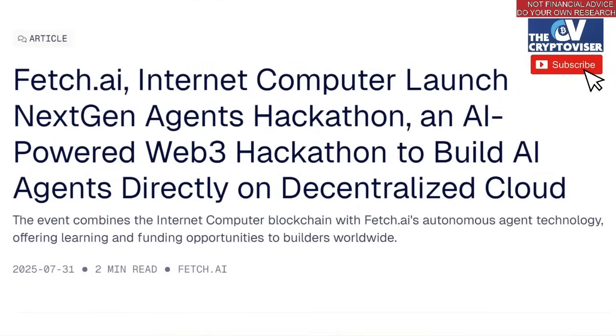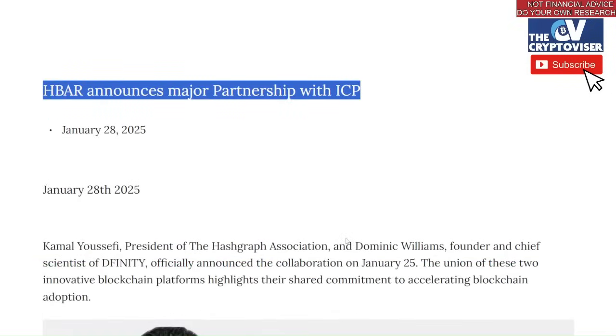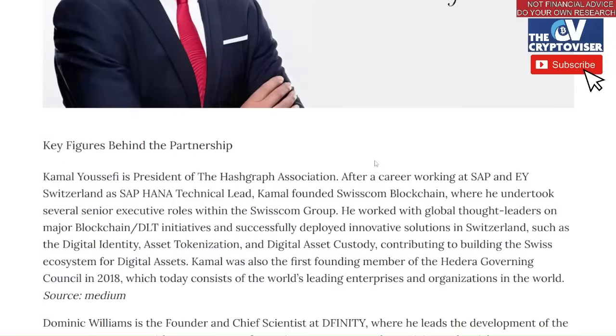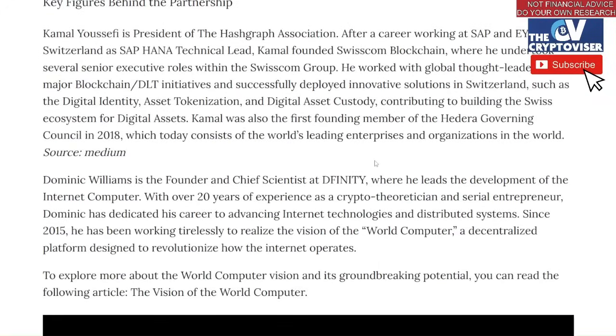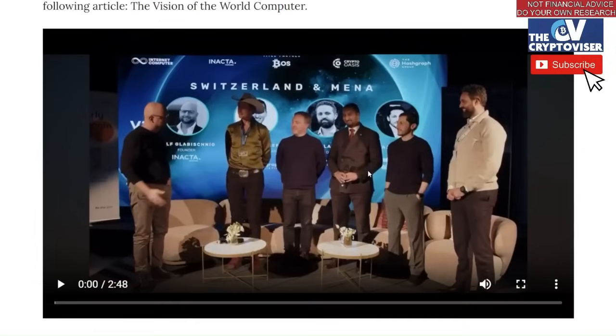And by the way, it's not just Fetch AI. Other ecosystems like HBAR have announced major partnerships with Internet Computer as well. Back in January of 2025, the president of Hashgraph Association was on stage next to Dominic Williams, the founder of Dfinity, and also Kimball Musk, Elon Musk's brother, and effectively stated that they were going to be utilizing the technology that Internet Computer has, that Dfinity was creating.